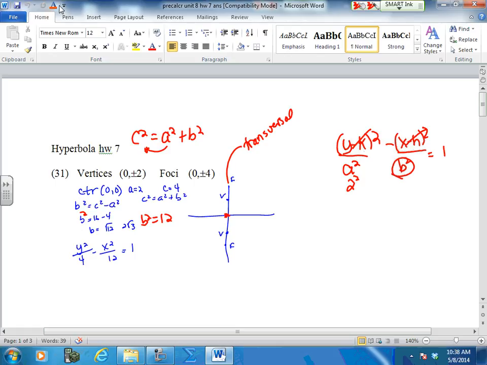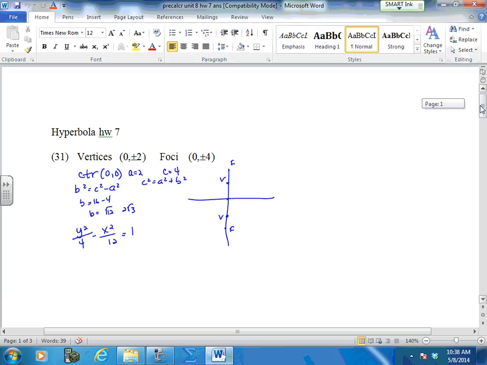B is actually the distance to your supposed covertice. But we don't really have a covertice because your hyperbola doesn't touch any other axis, but it's transversal. B is to where we go here, so we could make your rectangle. We need that to make your rectangle. But we technically don't call it a covertice because it doesn't touch your hyperbola. Right?